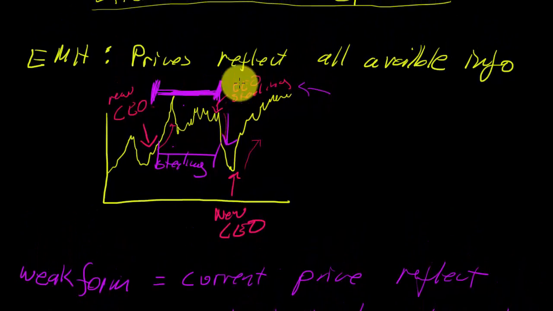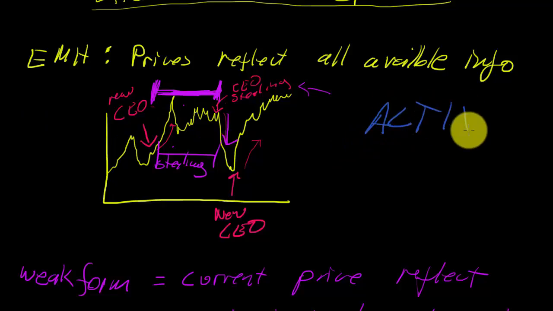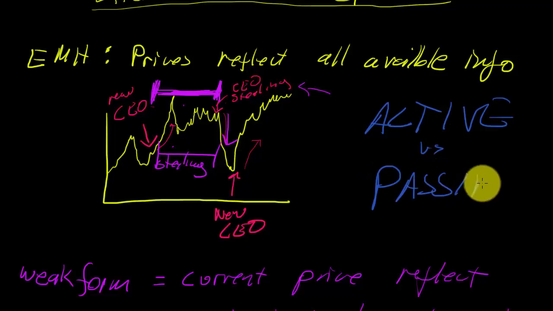Okay? Now, the efficient market hypothesis is very, very important, not because of the three forms, which are very interesting, but because of the idea of active versus passive investing. Active versus passive investing. What does that mean?